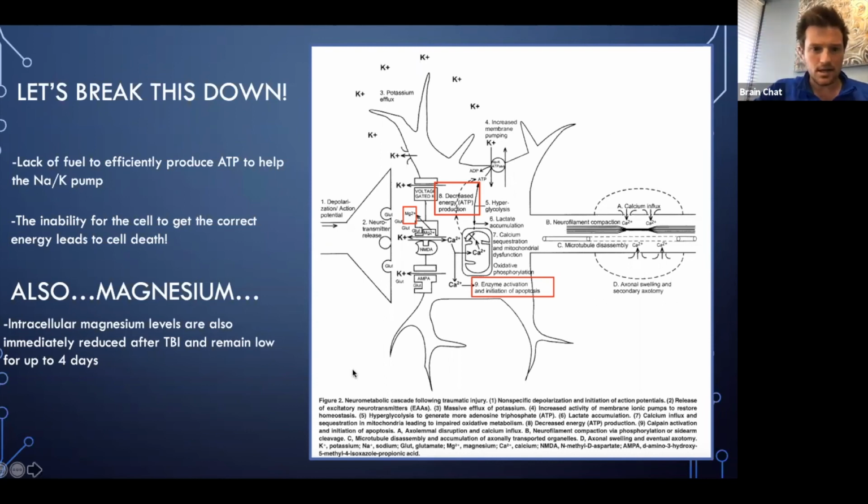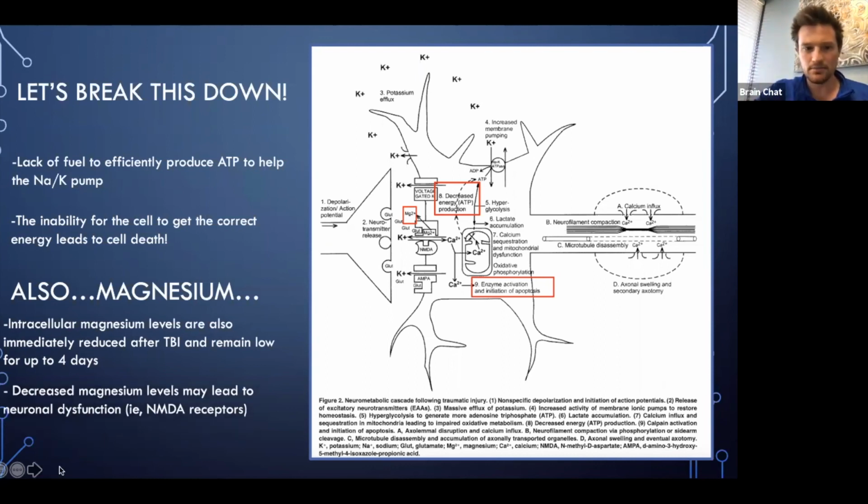I hope I didn't screw up this talk too much. But yeah, decreased magnesium levels may lead to neuronal dysfunction, if y'all can hear me. I hope this kind of makes sense.